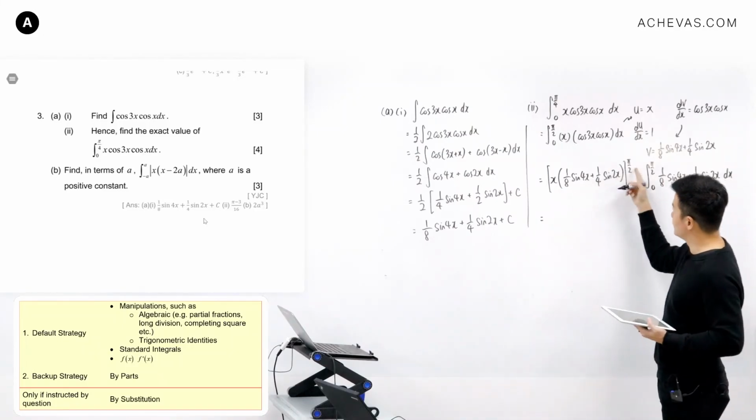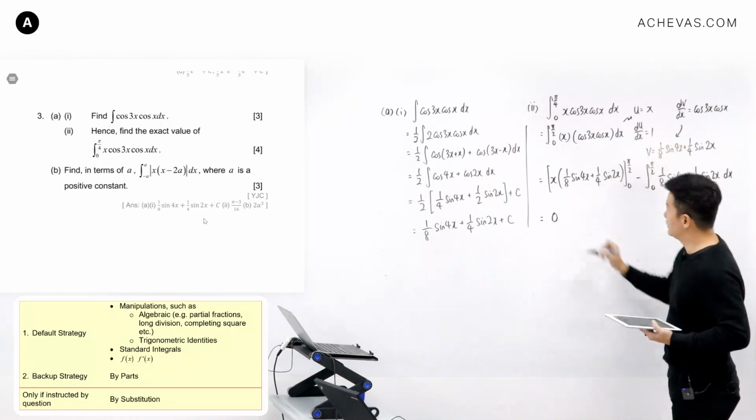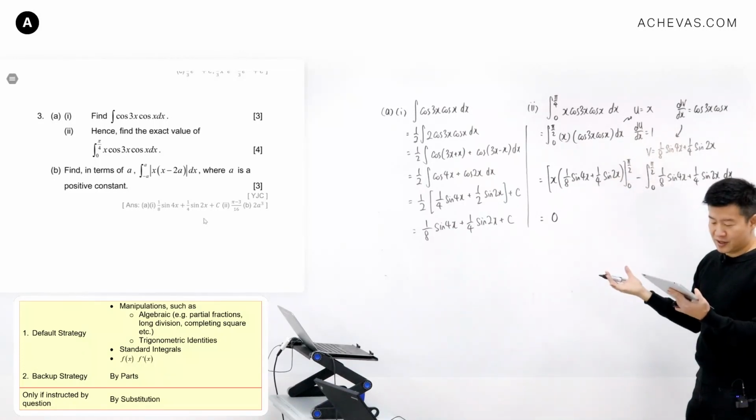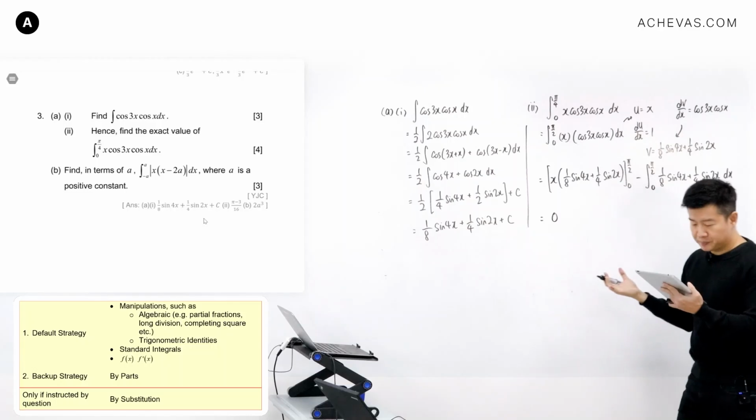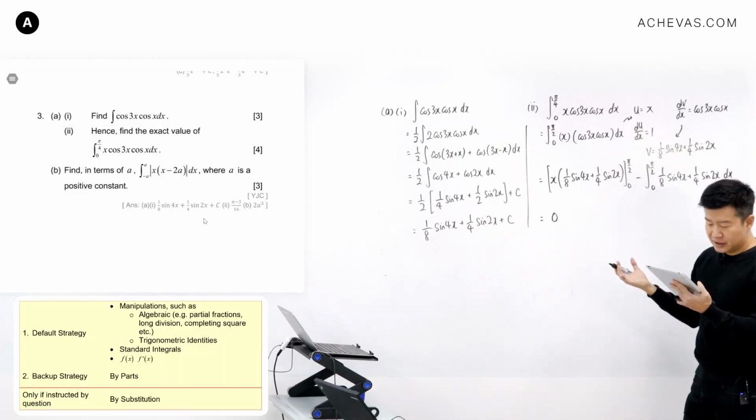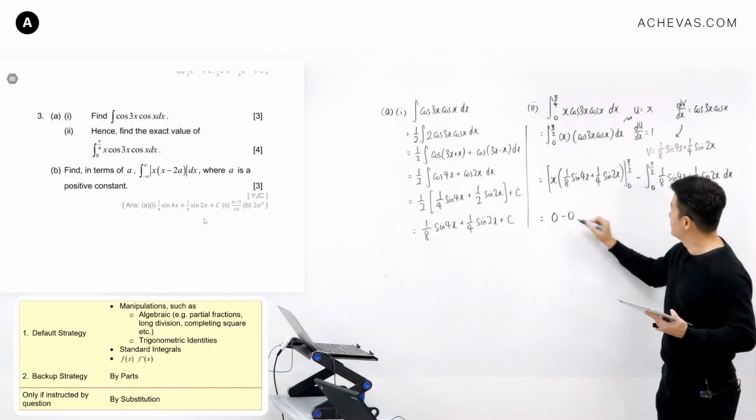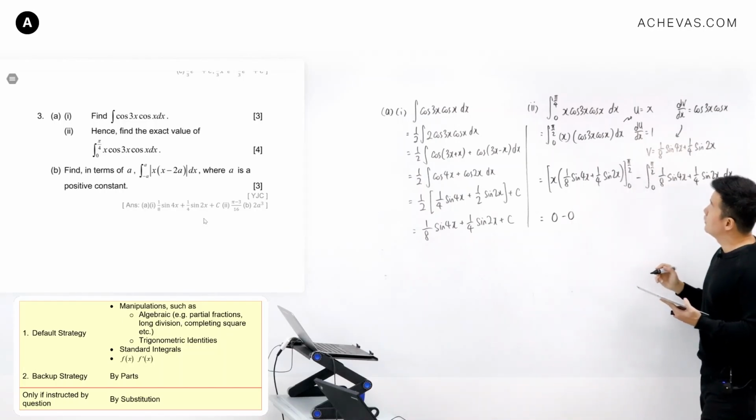So this is going to become 0 when I sub pi over 2 in. When I sub 0 in, it will also become 0. So I guess we will just be having a 0. So minus 0 pi over 4.